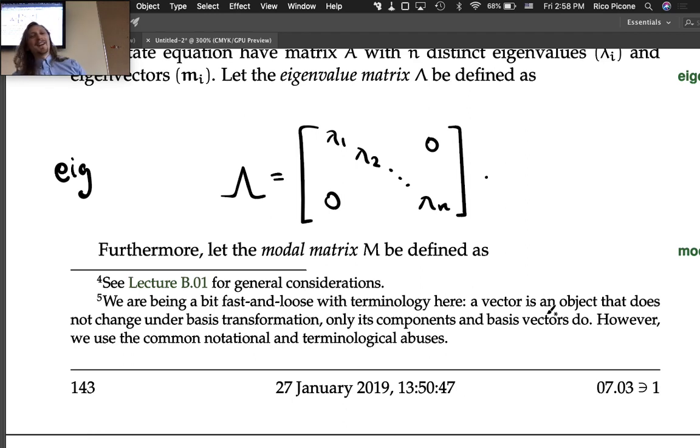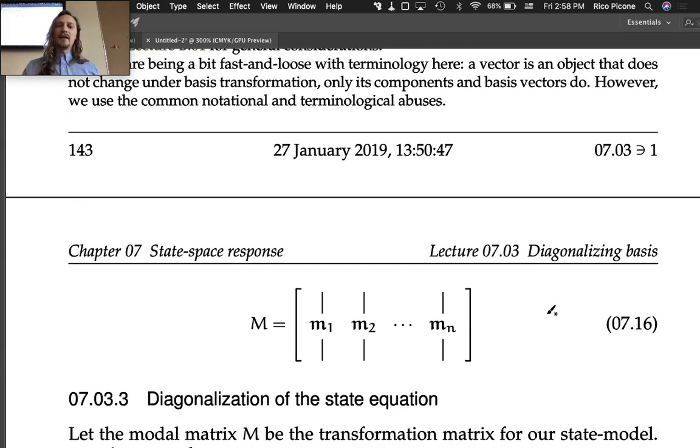Furthermore, here is another definition. Let the modal matrix M be defined as the matrix you get when you put the eigenvectors in a row. They're all column vectors. That's what this notation with these vertical bars is telling us.